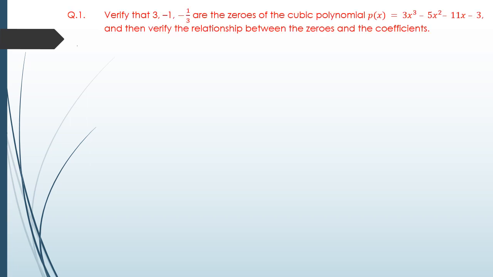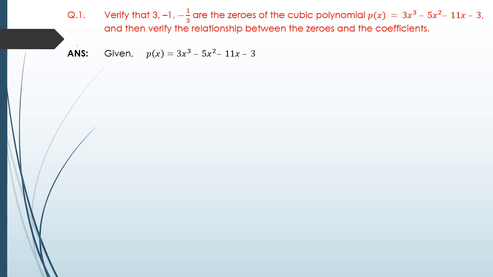So the first question here is: verify that 3, -1, -1/3 are the zeros of the cubic polynomial p(x) = 3x³ - 5x² - 11x - 3, and then verify the relationship between the zeros and the coefficients. So first of all, we have to verify that the given numbers are the zeros of the given cubic polynomial, and after that we are going to verify the relationship between zeros and the coefficients of the given cubic polynomial, right? So let us start with this.